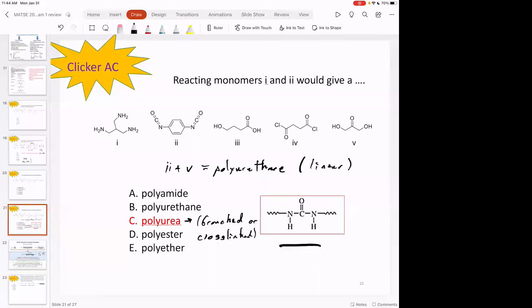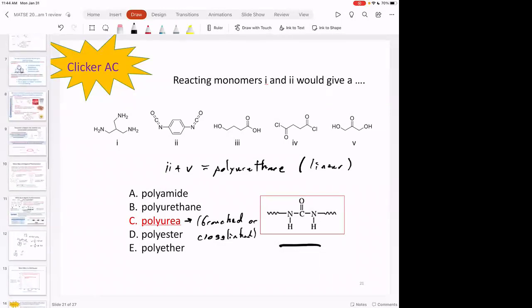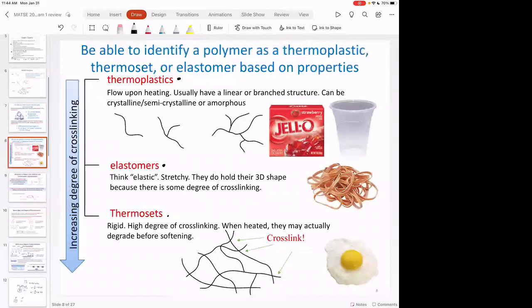Yes? So when you say branched or cross-linked, we had thermoplastics, and then thermosets. It says the thermosets are cross-linked, but thermoplastics are branched, and now we say branched or cross-linked. So I was confused about that. Yeah, this is a good point. So crosslinks are thermosets for sure. End of story. You need crosslinks to have thermosets.